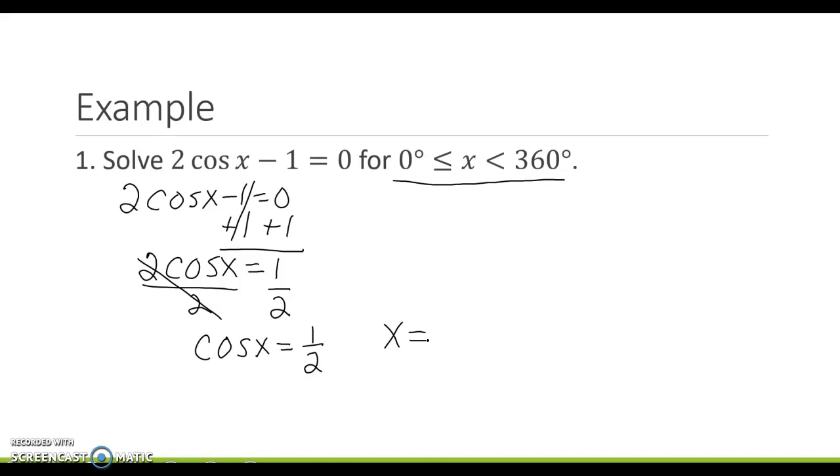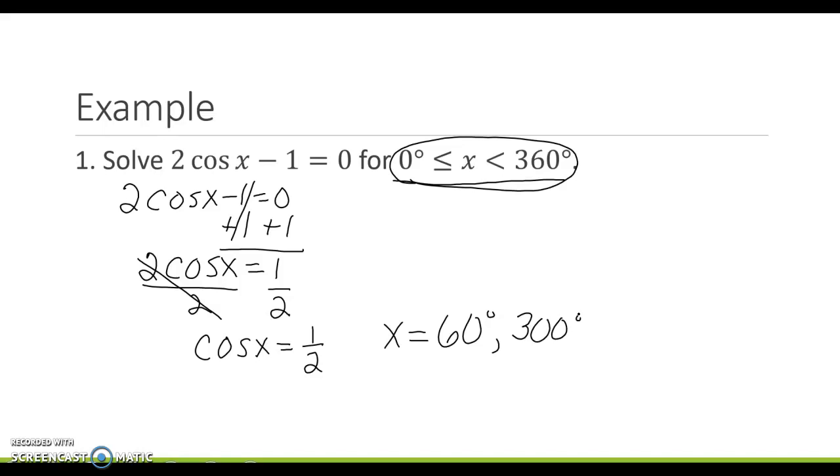So looking in quadrant 1, the first angle that we get when cosine is 1/2 in degrees, since we're looking in degrees here, is 60 degrees. So at 60 degrees, cosine is 1/2. In quadrant 2, cosine is negative, so no angles there because we want a positive. In quadrant 3, cosine is also negative. In quadrant 4, cosine is positive again. At 300 degrees, cosine equals 1/2.